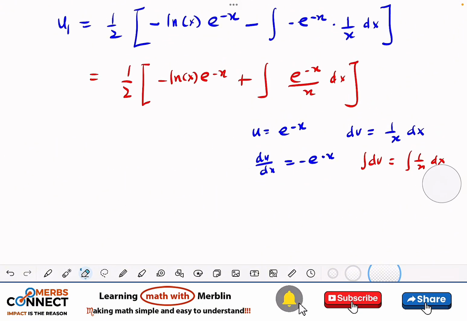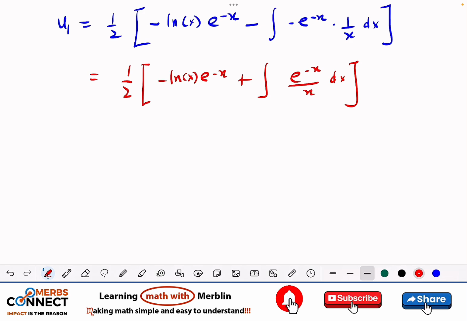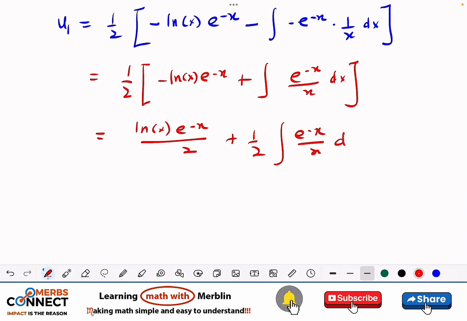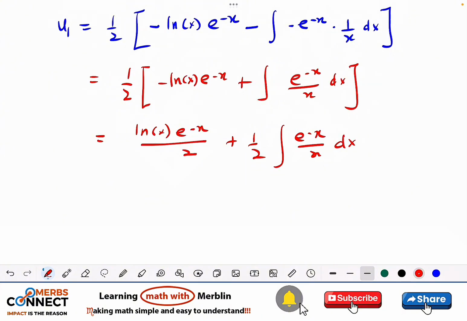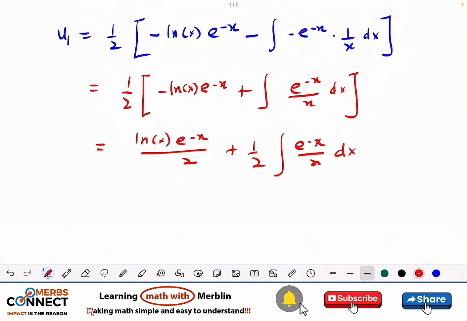So what we can do is leave our integration in this form. We can write this one as ln x e to the power minus x divided by 2 plus 1 over 2 e to the power minus x divided by x dx. So we just leave it like this, right? Just leave it like this and go for u2.